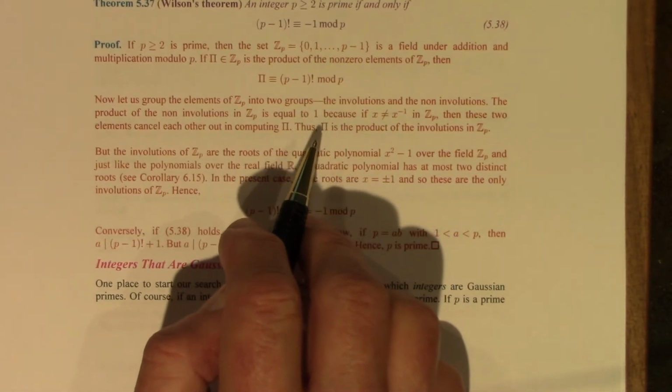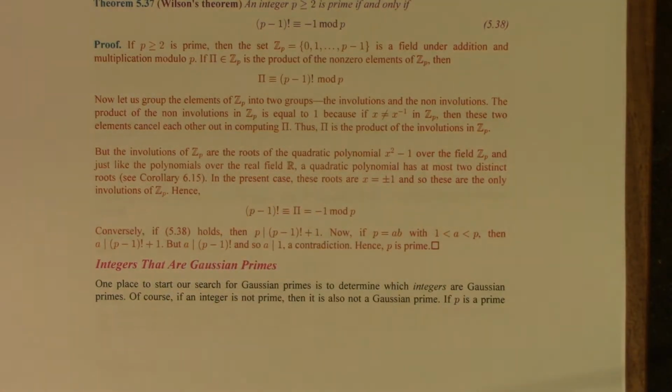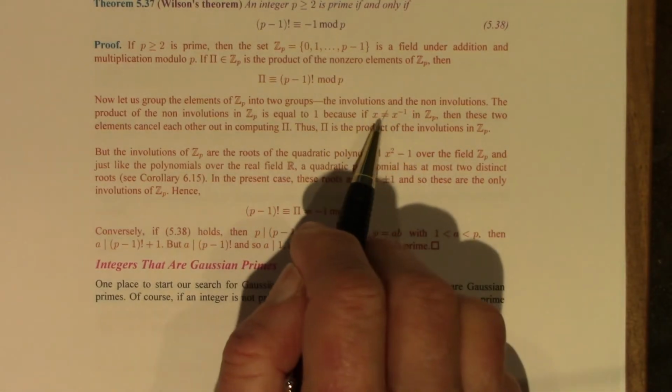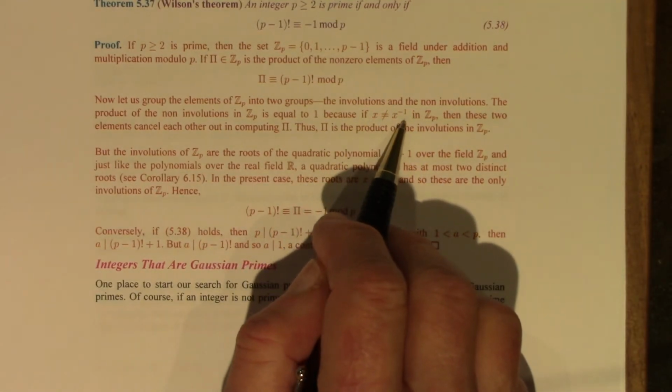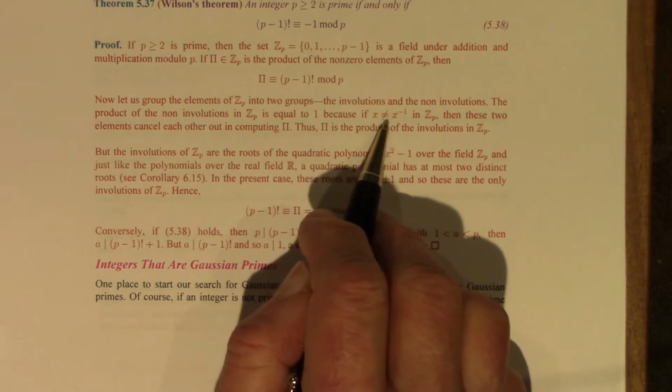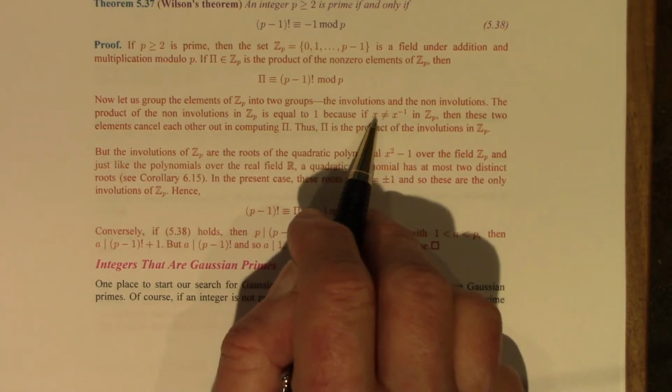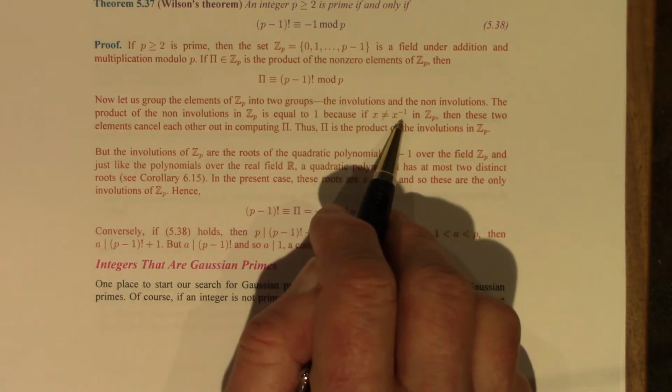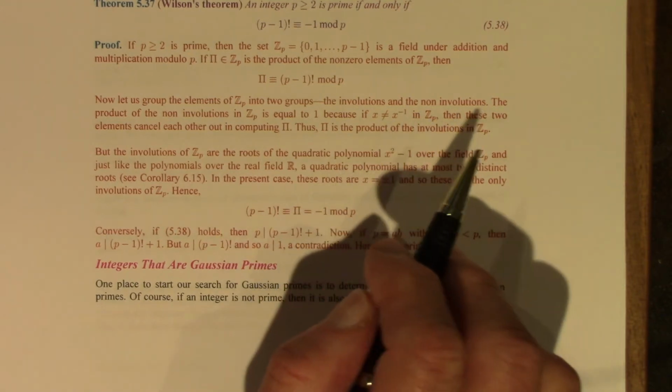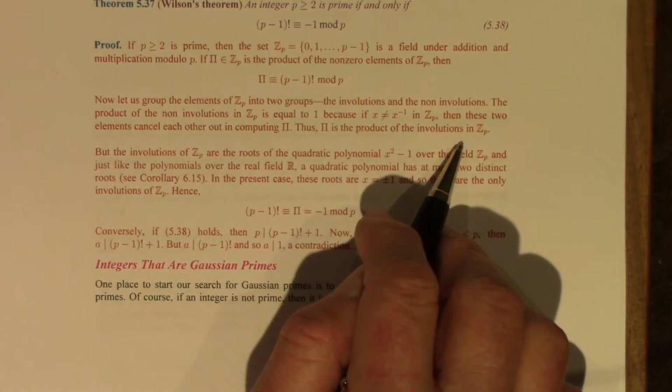Now, we can group the elements of Zp into two groups, the involutions and the non-involutions. The product of the non-involutions, however, is equal to 1, because every non-involution is different from its inverse, and so when you take the product, all the non-involutions and their inverses will appear as separate factors, and they will cancel. So capital Pi here is just the product of the involutions in Zp.